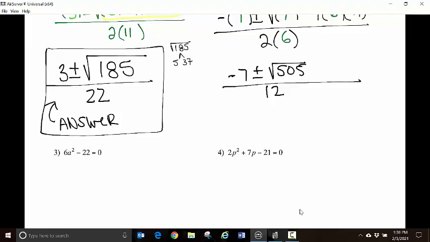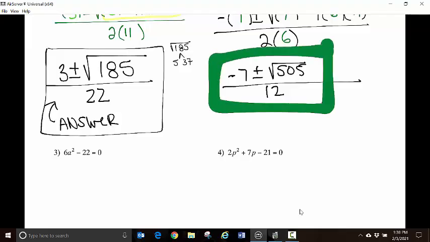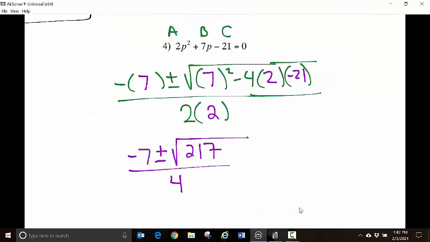We had to leave this like this. This is your answer because the square root of 505 does not make a tree that simplifies. Next, do number 4, and we will come back to 3. Did you get that? Okay, did 217 break down? No. All right, so you're done. Let's try a couple more.